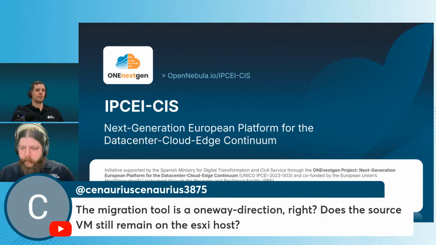So we got another question here. The migration tool is one-way, right? Does the source VM still remain on the ESXi host? So yeah, we're not going to delete your resources. In fact, the configuration defaults to not deleting the disks that get brought over and converted, just for safety purposes. If something goes wrong importing the image and the disk has been converted, then it's still accessible. The name of the game is safety here. We don't want to destroy any data at all.